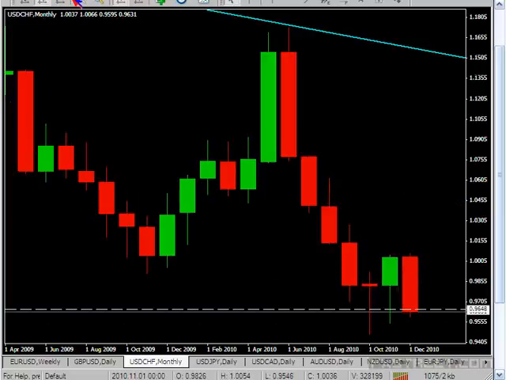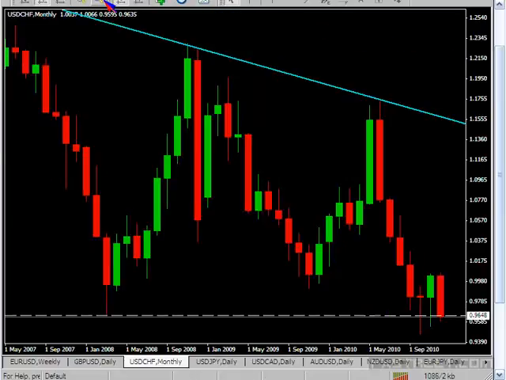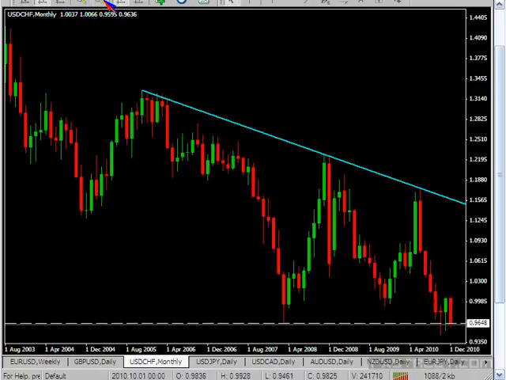But take a look at the closing levels of these candlesticks. 2 months ago, we closed at 98.25. Last month, we closed at 1.0036. This month, if we close right here, it'll be a lower closing price. Thick part of the candlestick is below the previous candlestick's thick part of it. So that is not so encouraging. Dollar Swiss is starting to turn to the downside.